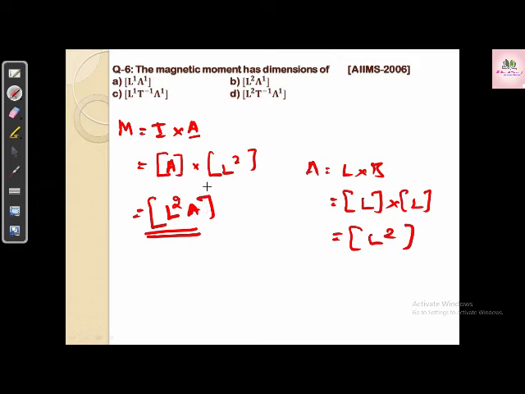We will match with which option? The option A, L raised to 1, A raised to 1, doesn't match. Option B, L square A raised to 1. So that's why option B matches with the answer. So that's why option B is the correct answer for this question.